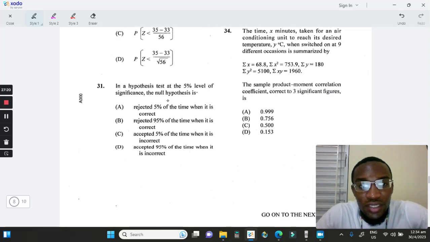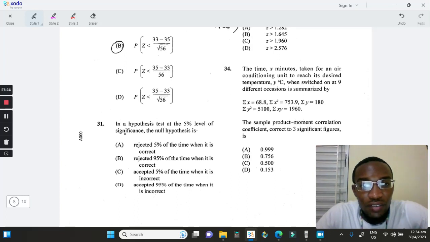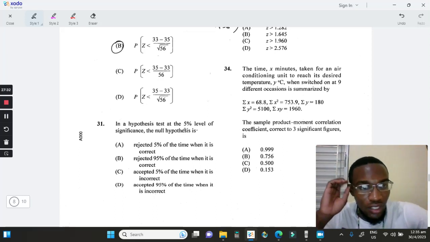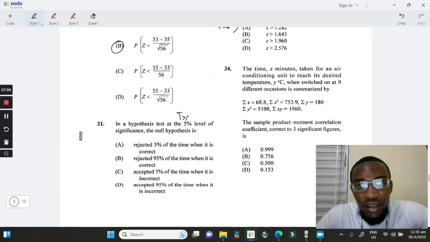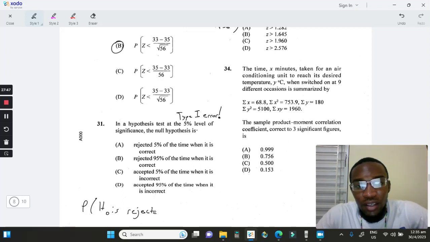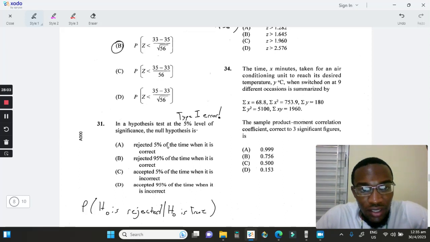Number 31, in hypothesis testing, at 5% level of significance, the null hypothesis is, now this is what we call the 5% significance level. This is a type 1 error. What gives us 5%? Type 1 error, you have to remember, is when H0 is rejected, given that H0 is true. So that's what we're looking for. The null hypothesis is rejected when the null hypothesis is true. So it's rejected when it is correct. So that's what we mean.